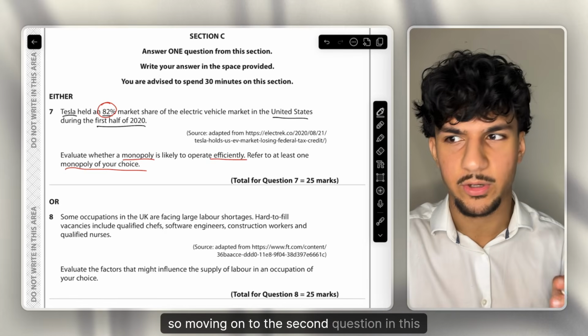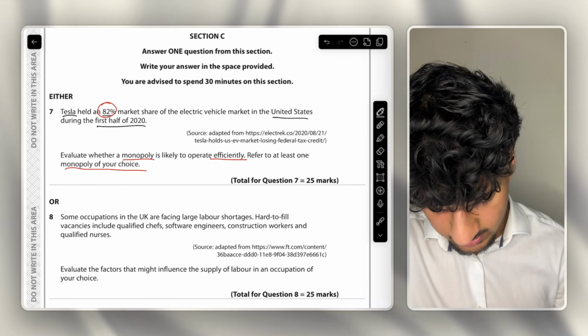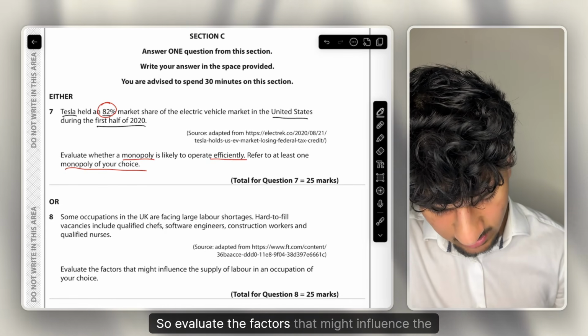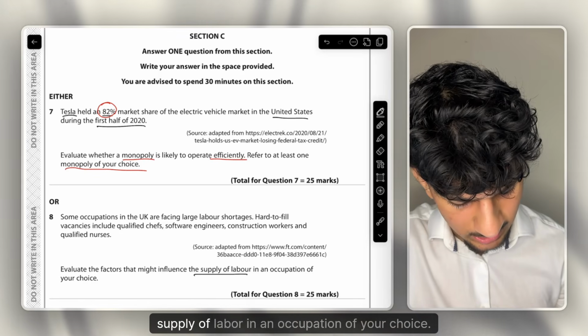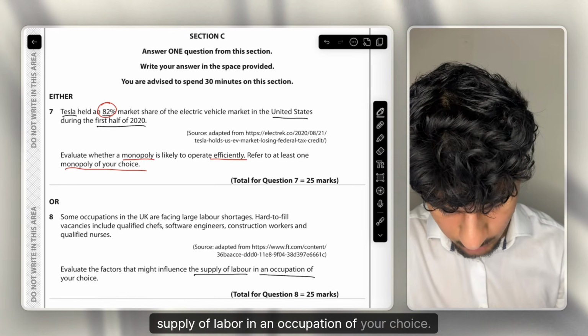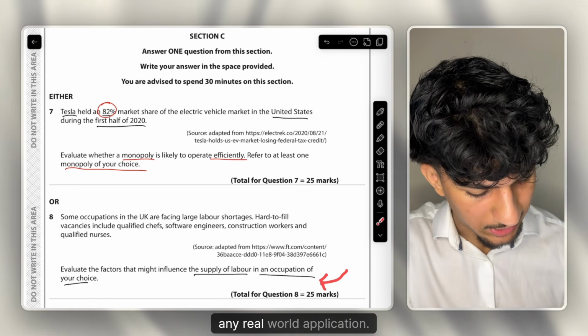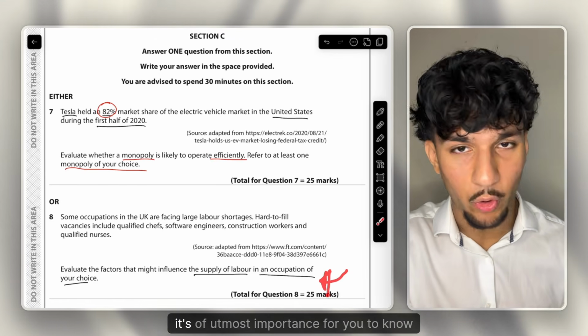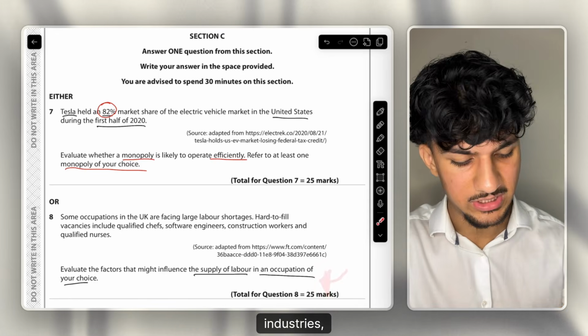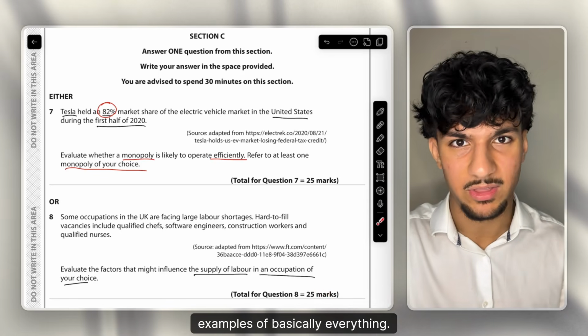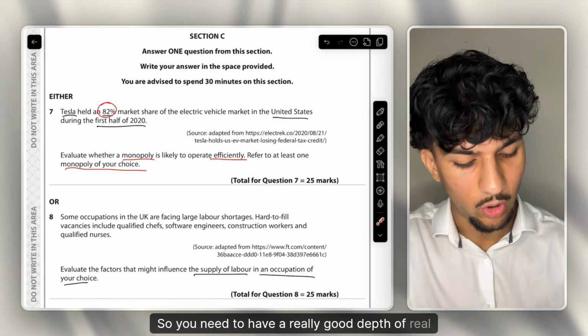Okay, so moving on to the second question in this section C. Evaluate the factors that might influence the supply of labour in an occupation of your choice. Again, Edexcel are almost screwing you if you don't know any real world application. So like I always say, it's of utmost importance for you to know industries, to know examples of basically everything. So you need to have a really good depth of real world application.